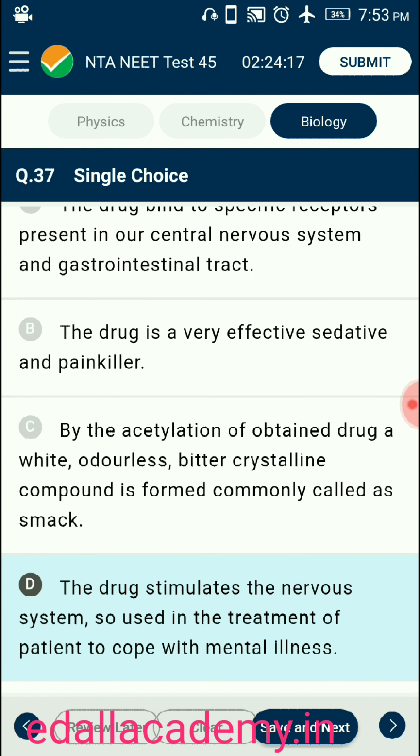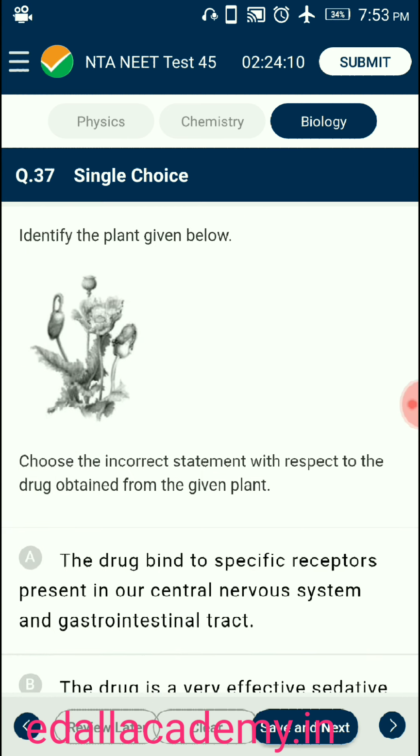The drug stimulates the nervous system, so it is used in the treatment of mental illness. So that is the wrong statement from the given 4 statements about the plant.